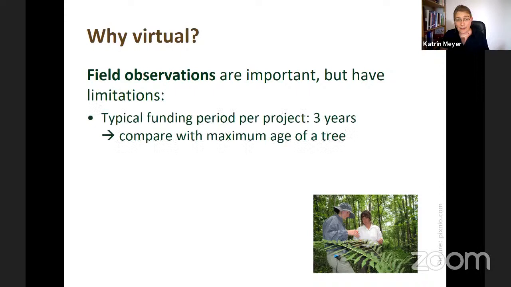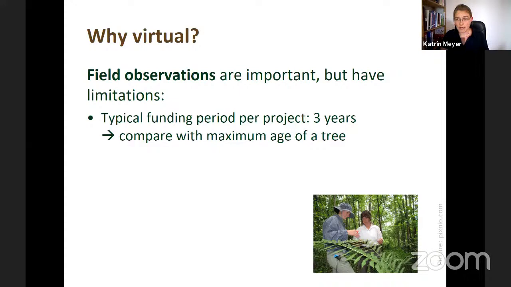One is that a typical funding period for a research project, at least here in Germany, is about 3 years. Compare that with the maximum age of a tree. For example, a beech tree, Fagus sylvatica. Do you know what the typical age is? That's probably more for the Europeans. Maybe up to 300 years actually, but 120 years, I mean, how many 3-year funding periods do you need for that? So that clashes somehow.